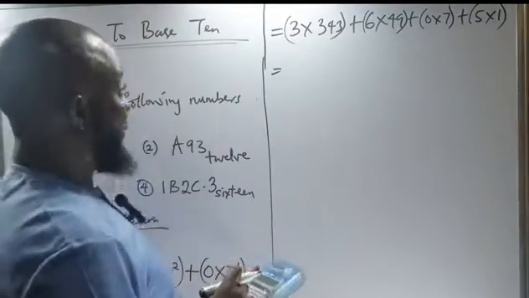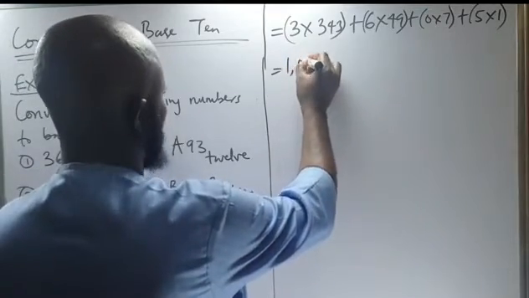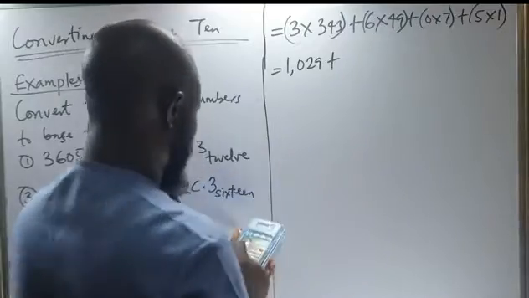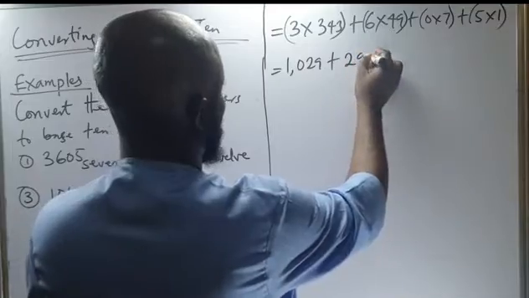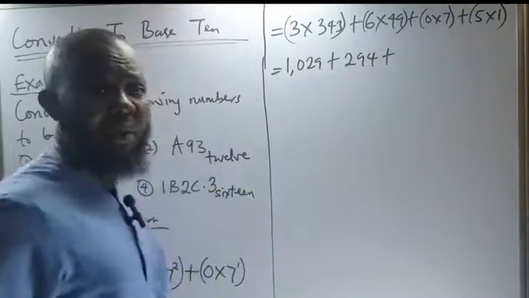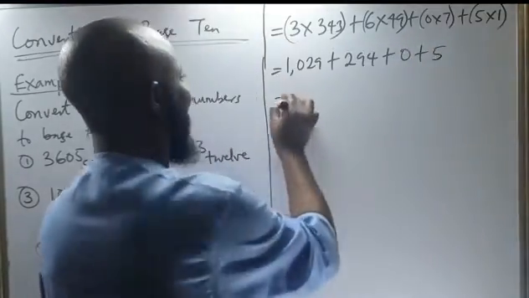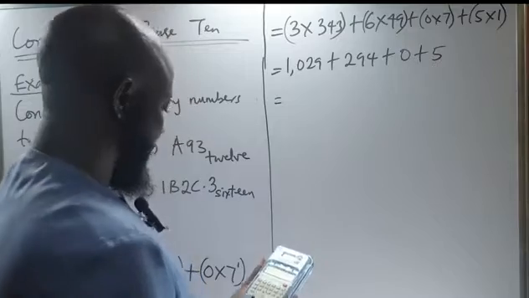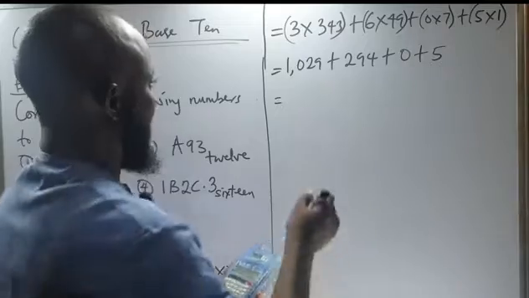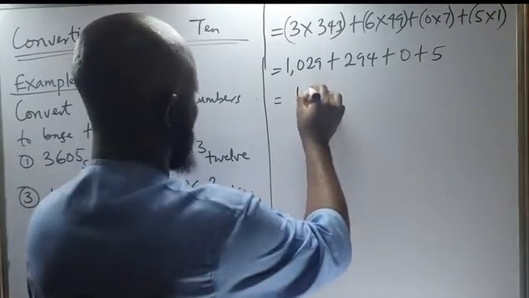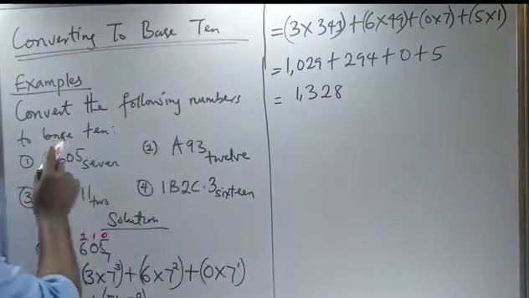So that is 343 multiplied by 3. That gives 1029, plus 6 multiplied by 49. That is 294, plus 0 multiplied by 7. That is 0, plus 5 times 1, which is 5. So we add everything together: 1029 plus 294 plus 5. So everything gives us 1328. Base what?